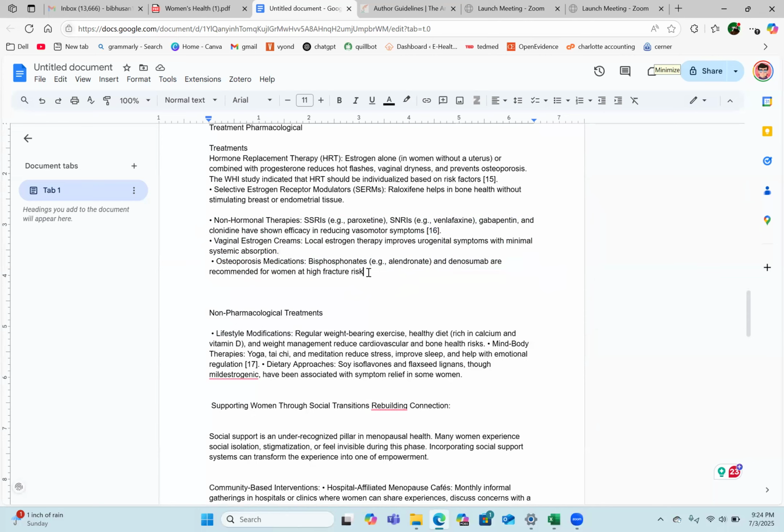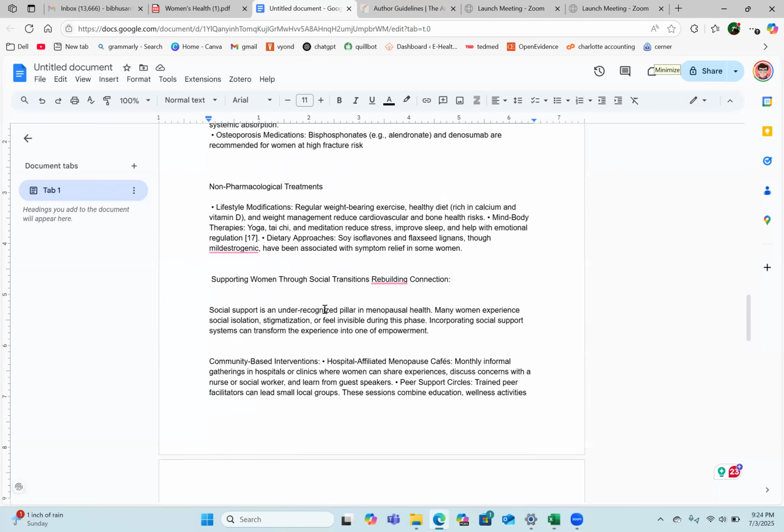Even osteoporosis should have a reference, like bisphosphonates and denosumab, which I recommend for women at higher fracture risk. It's very straightforward. During menopause, you're at a higher risk of osteoporosis because of this and this. So these medications are recommended for women at higher fracture risk, if you want to write a small paragraph on that.